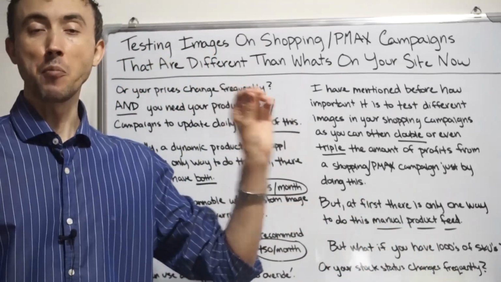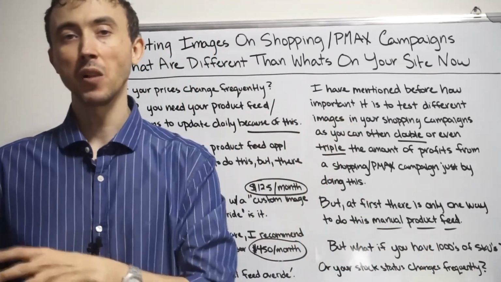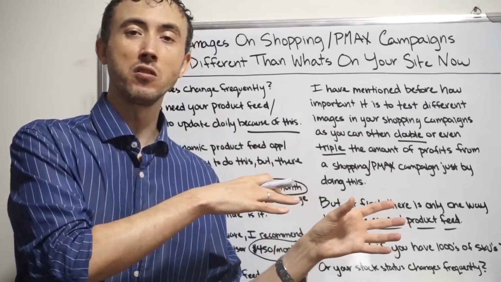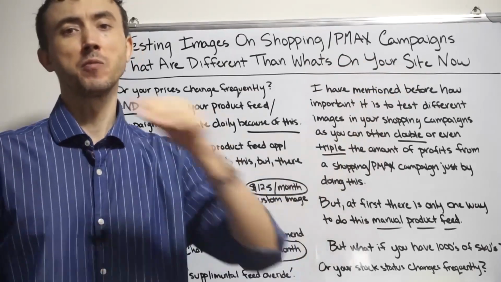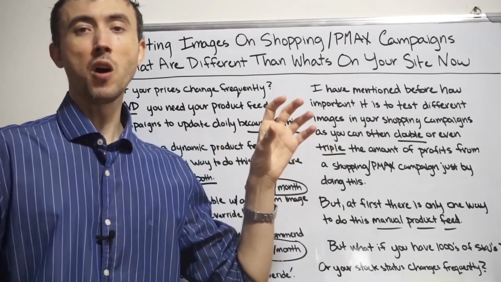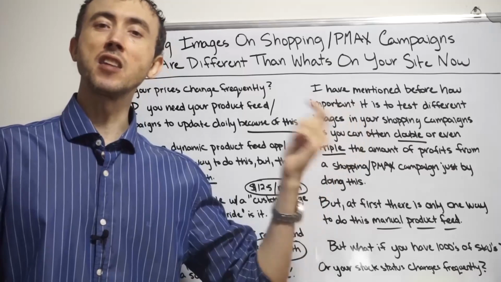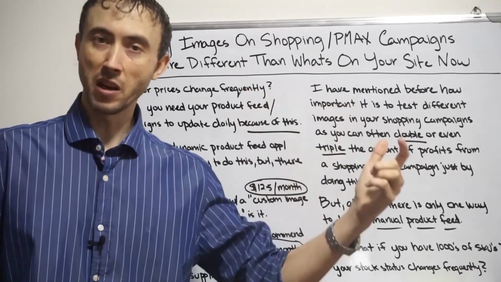Okay, but that primary product feed that you have from that plugin that sends all the product data to Google Merchant Center has the product's images from your site by default. You still want to have a unique image for each product that's optimized for Google Shopping click-through rate.